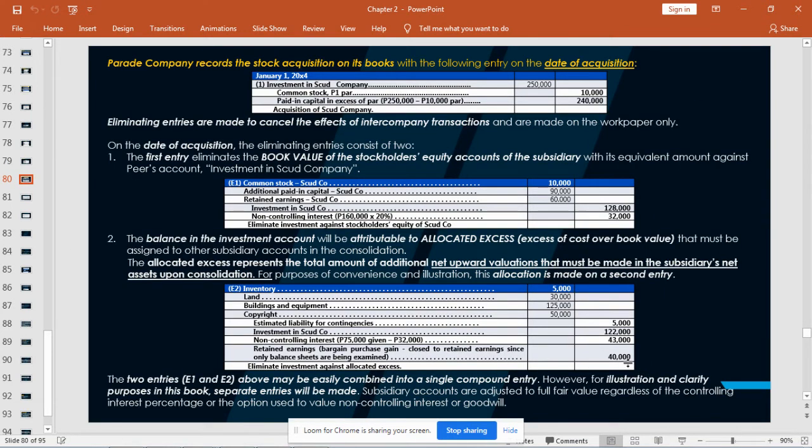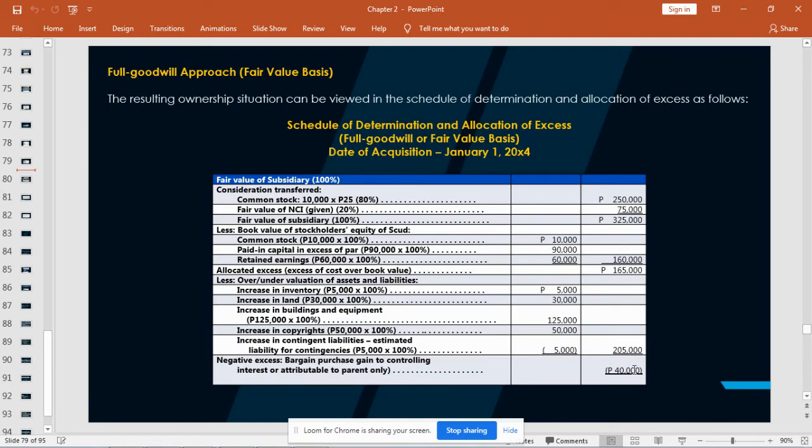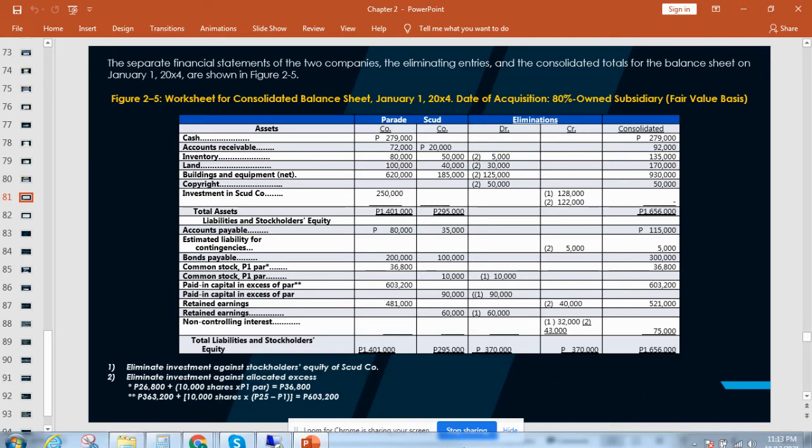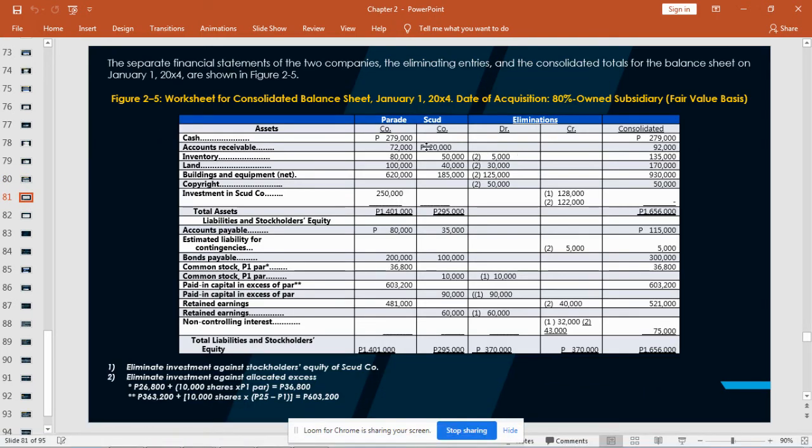Then, our bargain purchase gain of 40,000. Okay? Gets? So, dun sa ating worksheet, di ba ito yung ating balance sheet prior to the acquisition. Then, we have the eliminating entry.